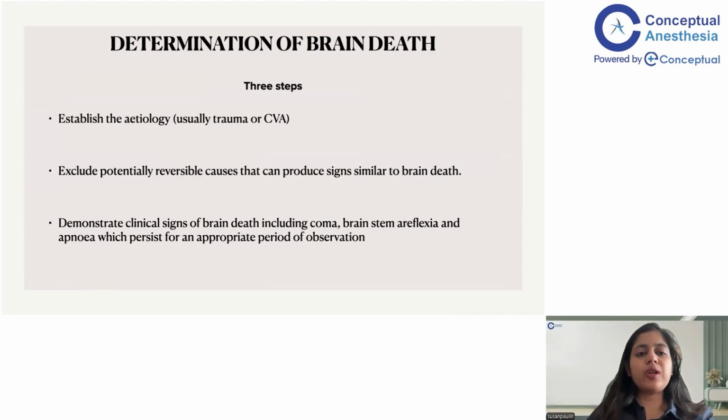So how do we determine brain death? So there are 3 steps. First you need to establish the etiology behind the brain death. It will usually be trauma or following a cerebrovascular accident. Then we need to exclude potentially reversible causes that produce signs similar to brain death. Then the most important point is the demonstration of clinical signs of brain death, including coma, brainstem areflexia, and apnea, which persist for an appropriate period of observation.